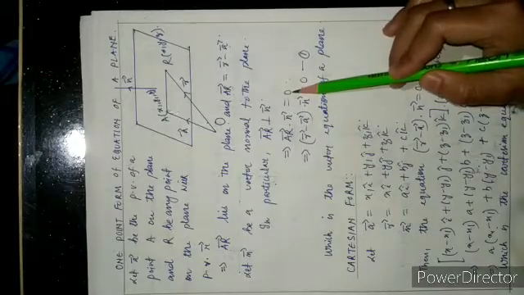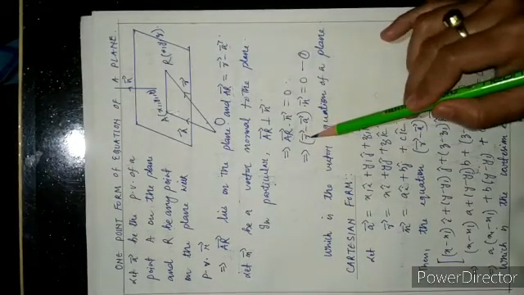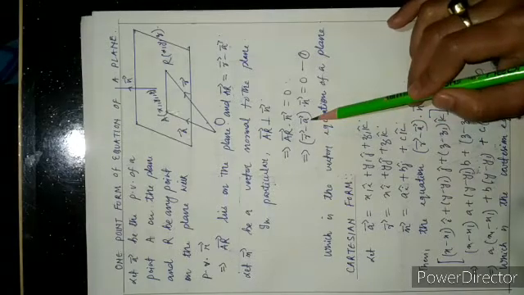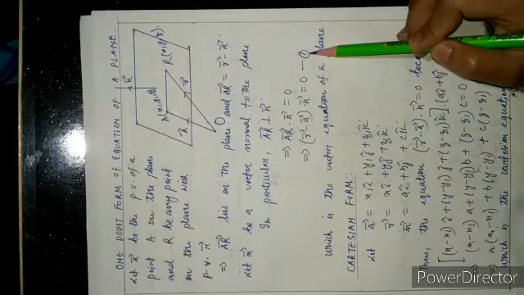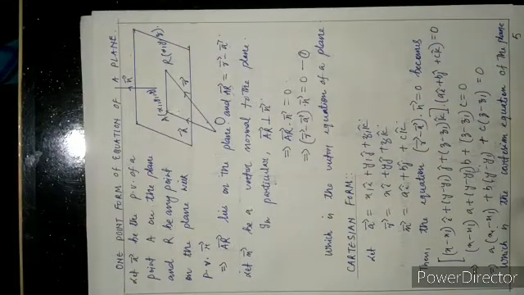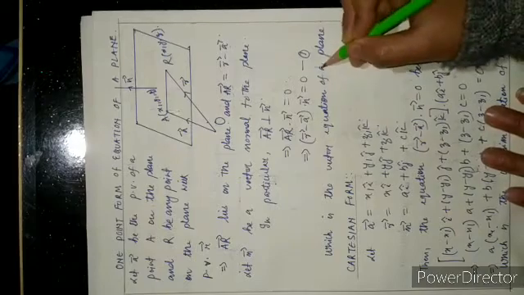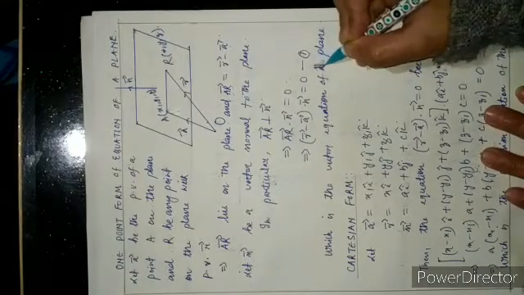The scalar product is then 0. AR vector means position vector of R minus position vector of A, dot N vector equals to 0. See equation 1, which is the vector equation of a plane.